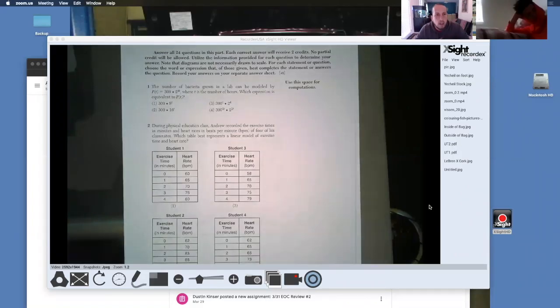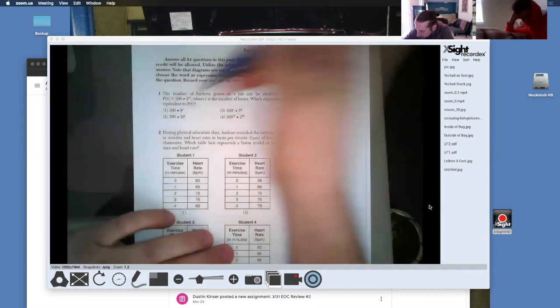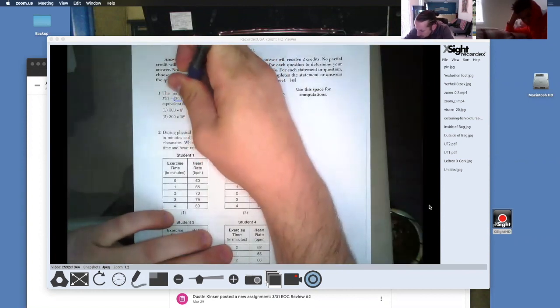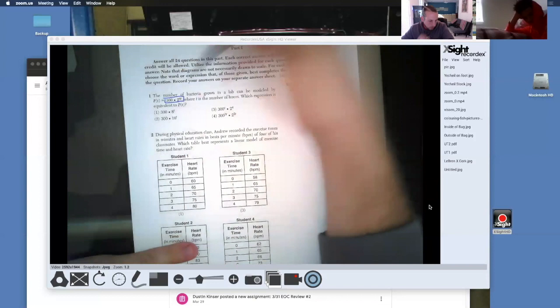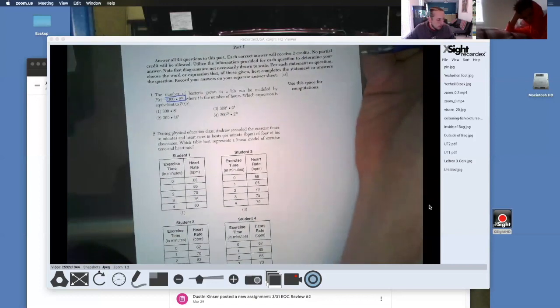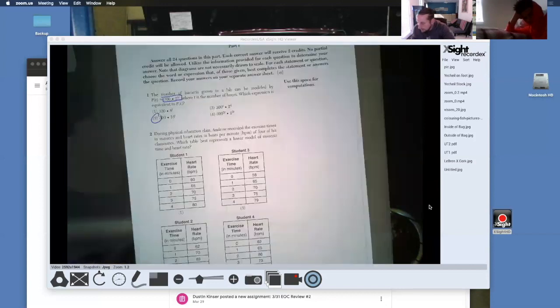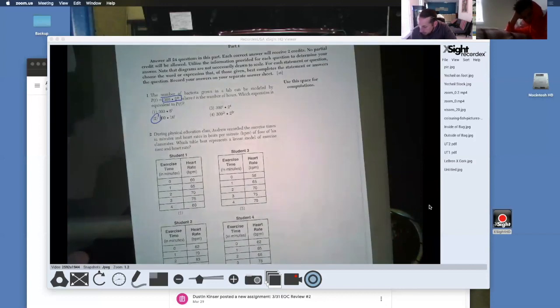So this first one says the number of bacteria grown in a lab can be modeled by P of t equals 300 times 2 to the 4t, where t is the number of hours. Which expression is equivalent to P of t? All right, so basically, how can we simplify this? 2 to the 4th power is 16, right? So we simplify it that way.